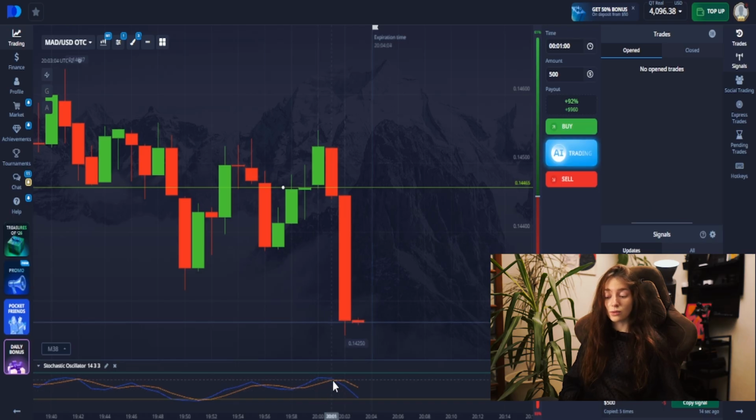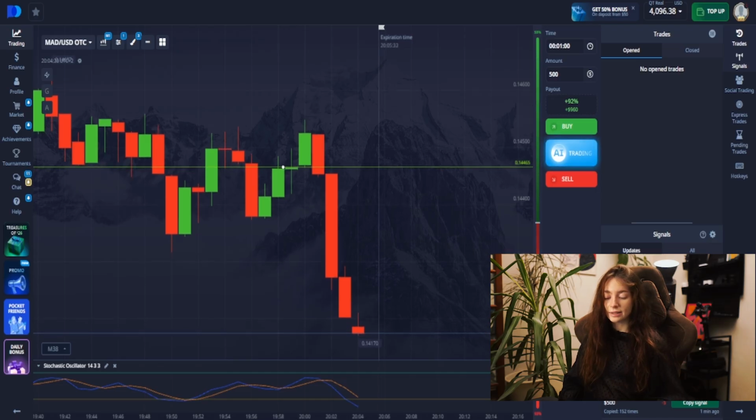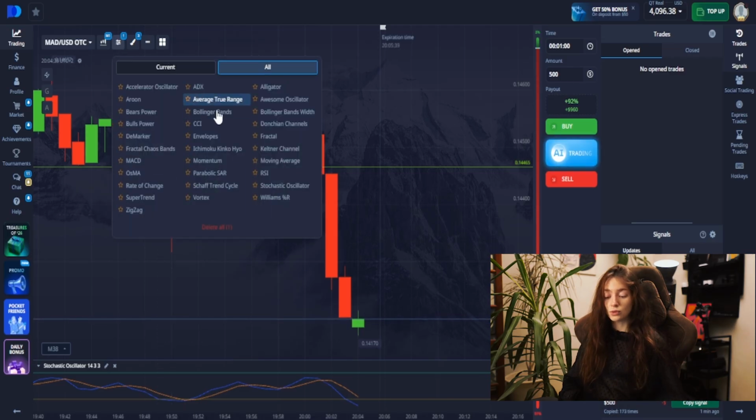When one line crosses the other, that's a sign of a reversal, like here. You can see the drop that followed. That's why it's very accurate and sensitive. Now the second indicator, CCI, measures how far price deviates from its average value. It shows abnormal moves when the market goes too far.